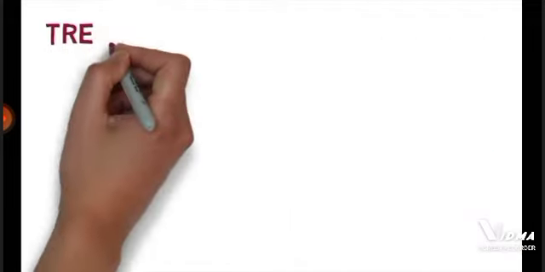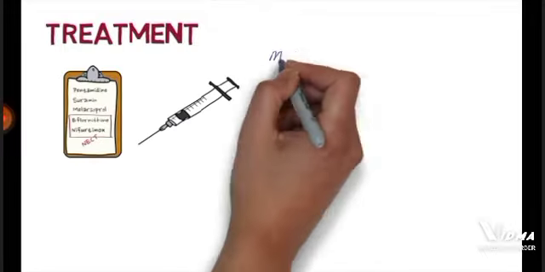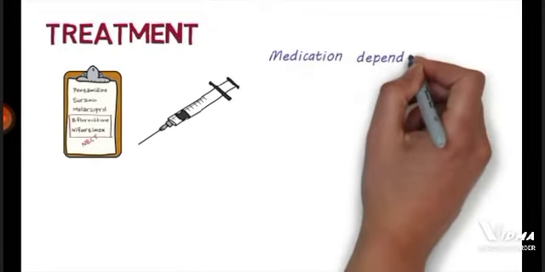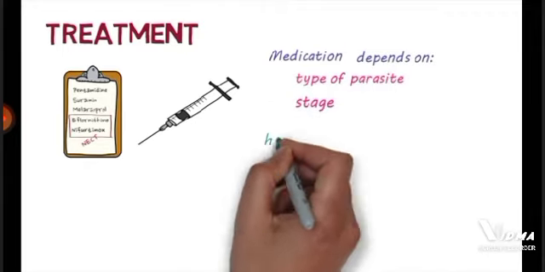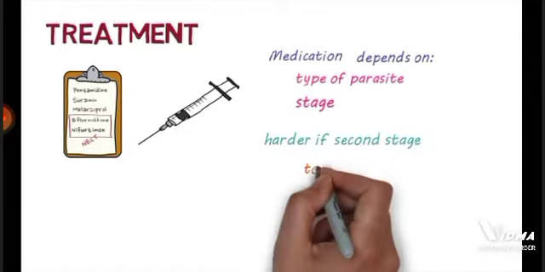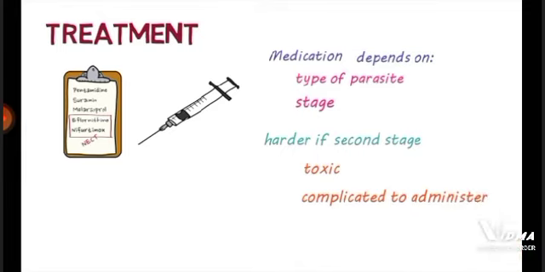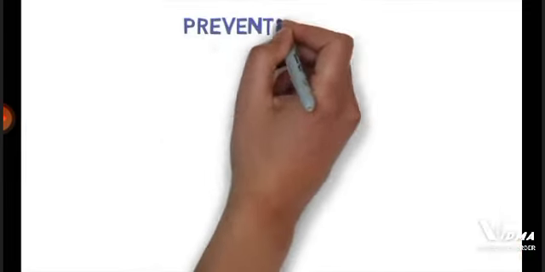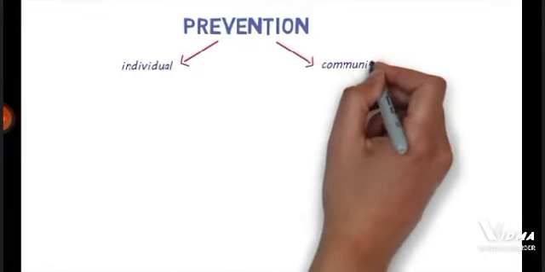There's a limited range of effective medication available to treat the disease. The type of medication used will depend on the type of parasite and the stage of the disease. The disease is harder to treat once it's progressed to the second stage. The medication used is more toxic and complicated to administer. So, how do we prevent and control the disease? Let's have a look at individual measures and also measures that could be done at a community level.